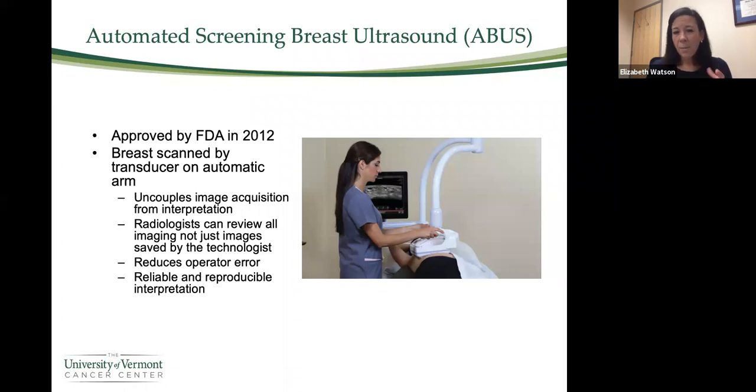And it sort of uncouples the acquiring of images from the interpretation. So the machine, rather than having an ultrasound technologist who looks around and only takes images at the parts of the breast that they find abnormal or the parts that they question, takes thousands of images and documents absolutely everything within the breast. The radiologist then reviews all the imaging, not just the images which were saved by the technologist with the handheld screening breast ultrasound. And this is thought to reduce operator error. This is thought to increase reliability and a reproducible interpretation. So this is an exciting new technology.